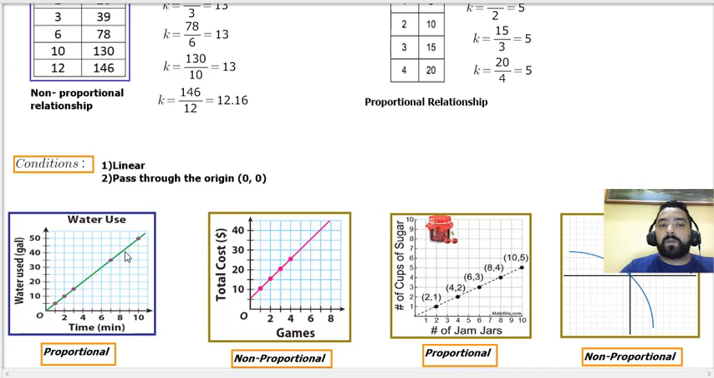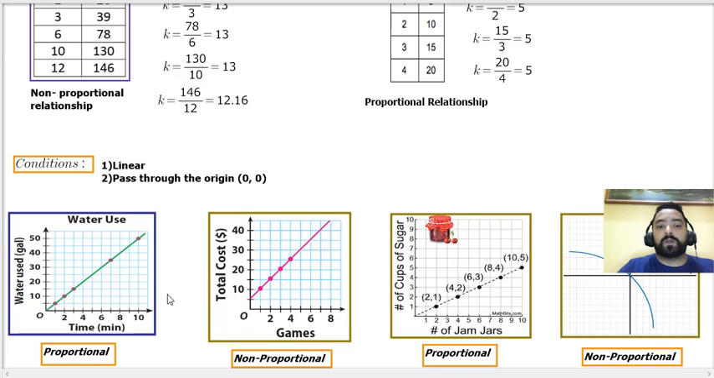So in this case, we have the ratios water and time. We have this proportion, and we have this difference. Remember, we have 0, 0; 1 and 5; 2 and 10; 3 and 15. In this case, as you can see, the first condition, that it is linear, we have it. And for the second one, we start from the origin. So this graph is proportional.